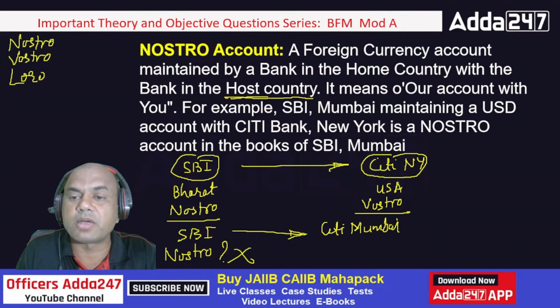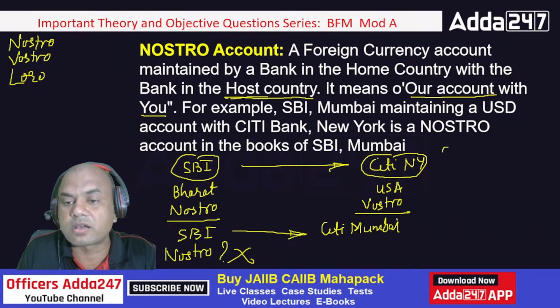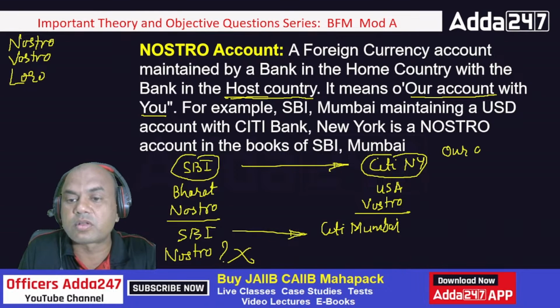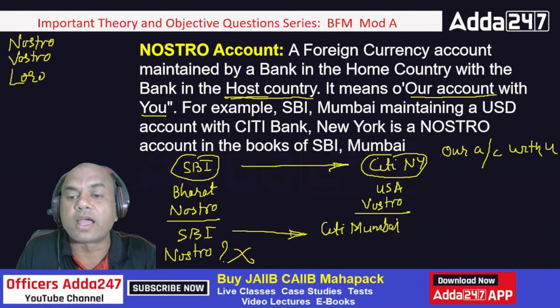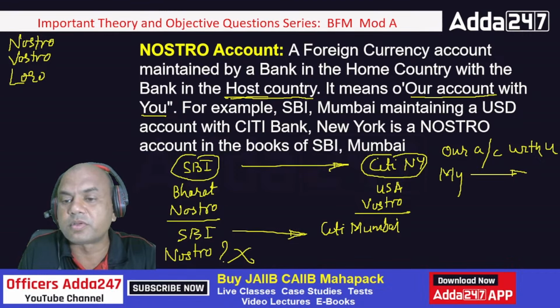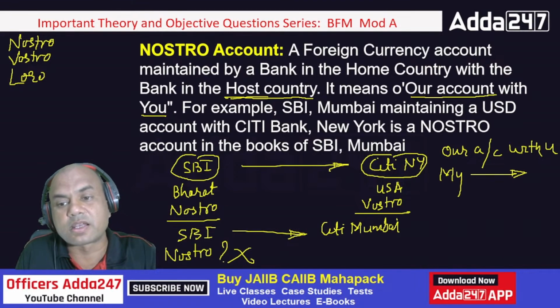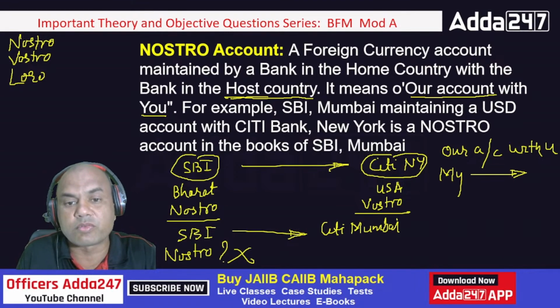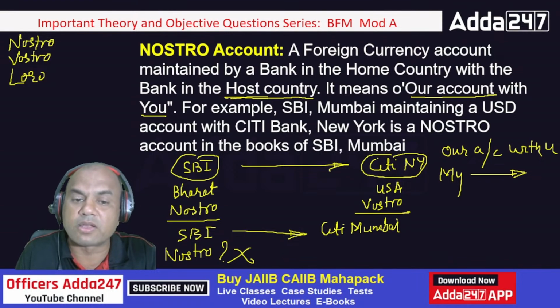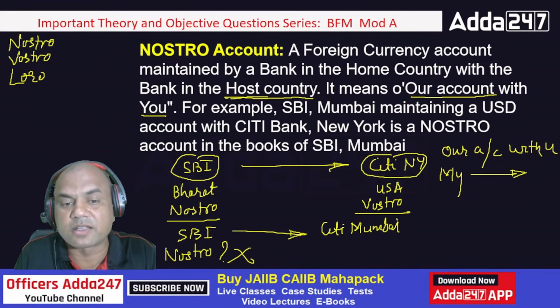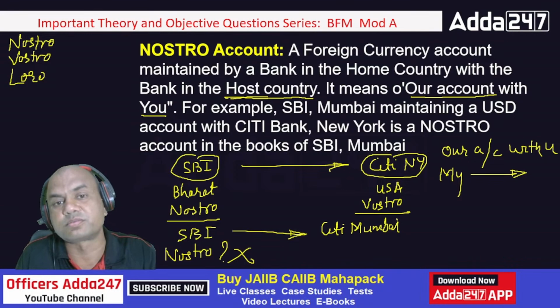See here, what do you mean by our account with you? There are different wordings for this. Somebody can call it our account with you, or I can call it my account with you, same. So I can write either our account with you or my account with you. It means whenever I'm speaking from my side, I'll be calling this Nostro.